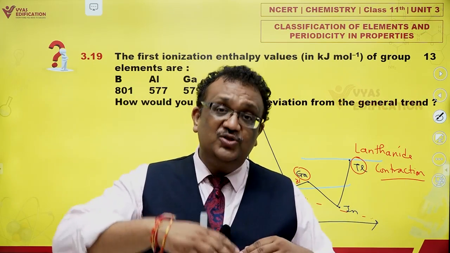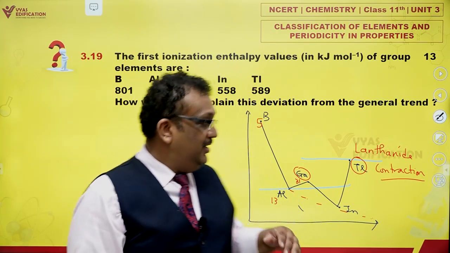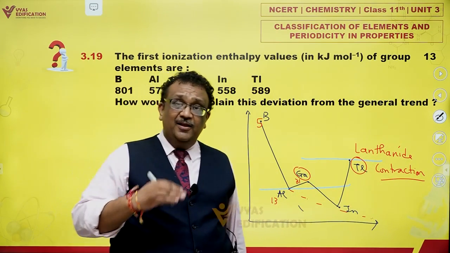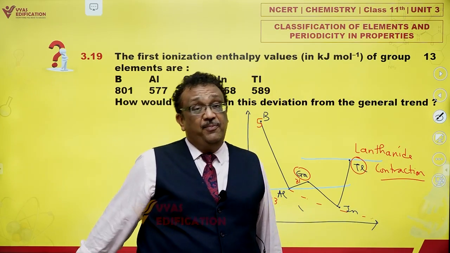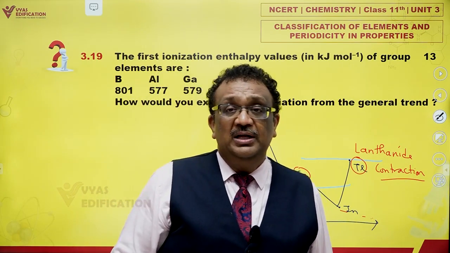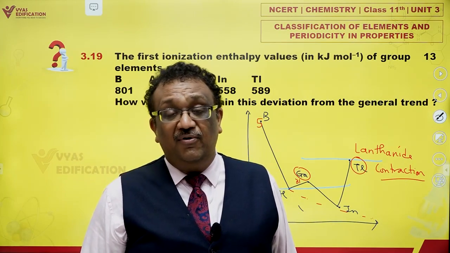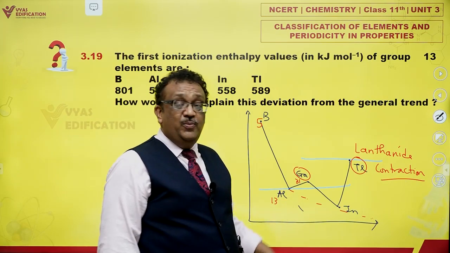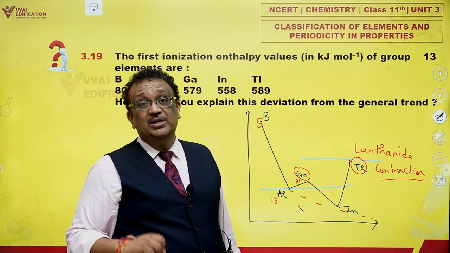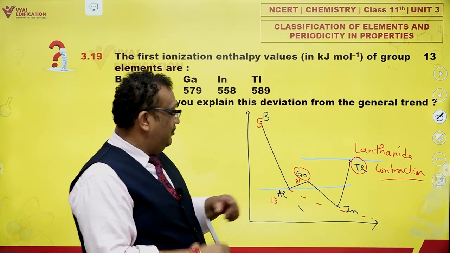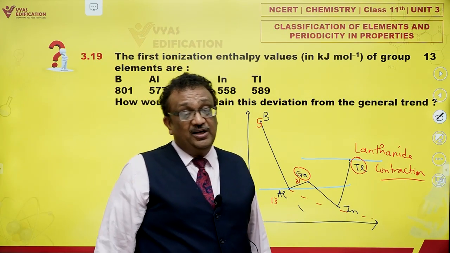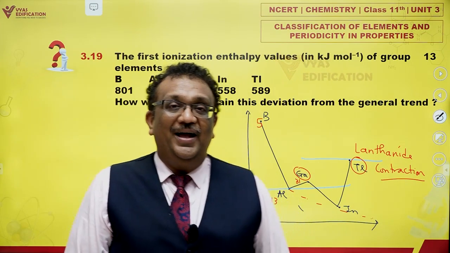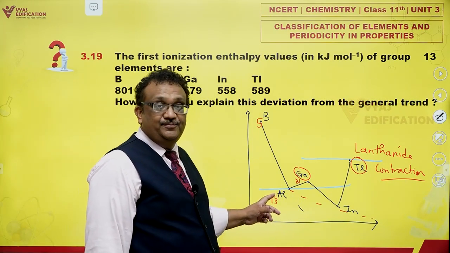Why? In spite of having one more shell, like aluminium has 3 shells, gallium would have 4 shells. Fine, one more extra shell added. But because nuclear pull is so strong, it has taken the electrons inwards. As a matter of fact, the radius of gallium also is somewhat shorter than aluminium. It is closer to the nucleus, it is attracted more strongly by the nucleus of gallium, and that is why ionization energy of gallium becomes somewhat higher as compared to that of aluminium.